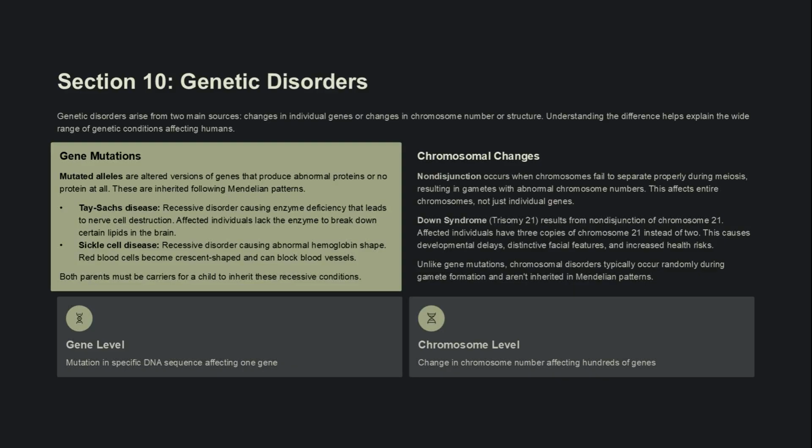Genetic disorders arise from gene mutations or chromosomal changes. Mutated alleles can affect protein production, leading to conditions like Tay-Sachs disease. Chromosomal changes, such as non-disjunction, can result in disorders like Down syndrome. Recognizing these differences helps explain the wide range of genetic conditions affecting humans.